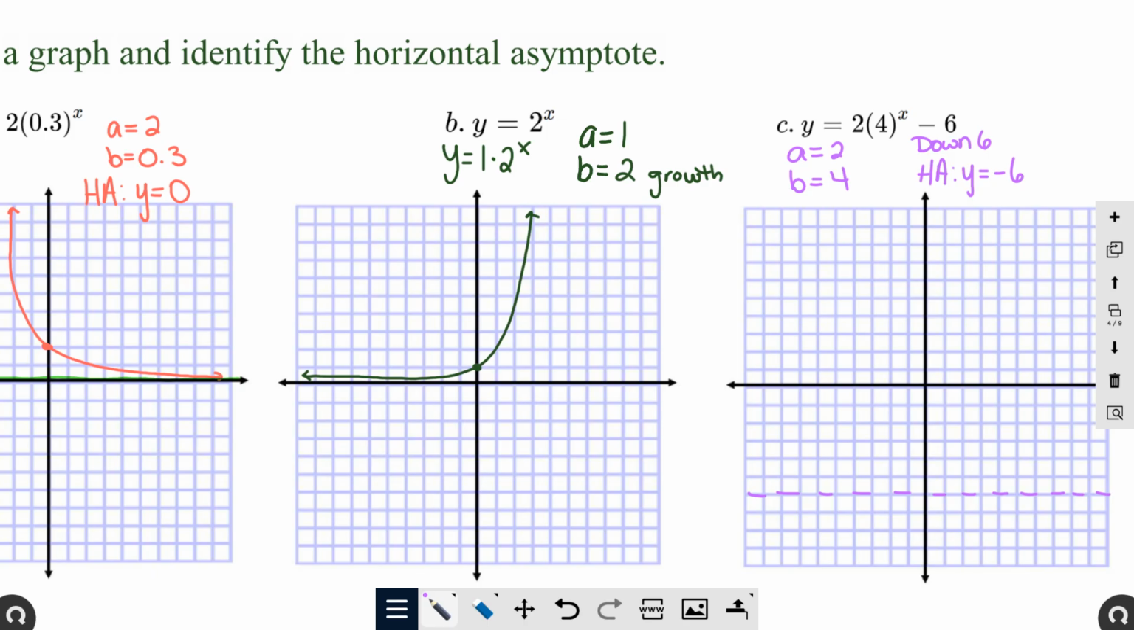Now, 2 is telling us the y-intercept. But what happened to the graph? The whole thing shifted down 6. So it's actually 2 above that line equals -6. So where's my y-intercept at? -4.